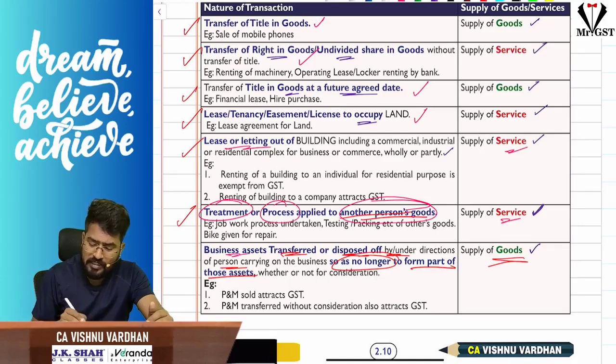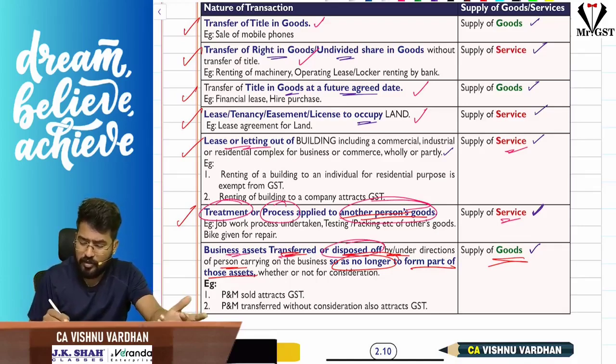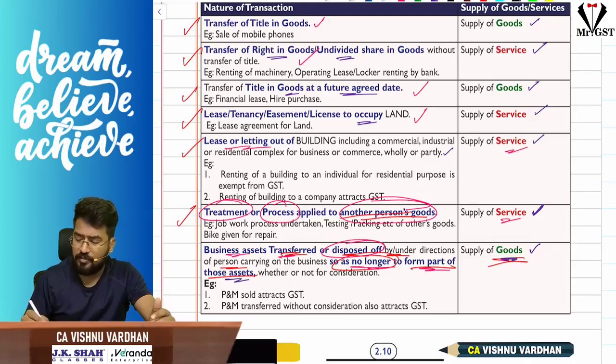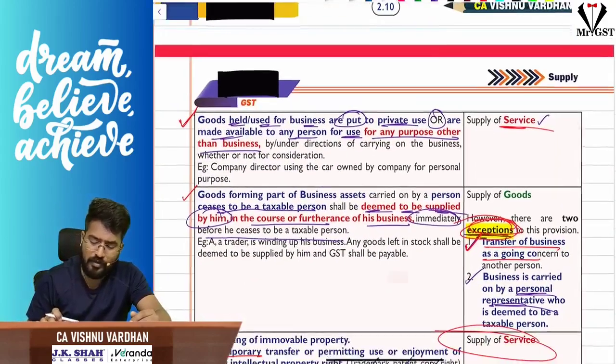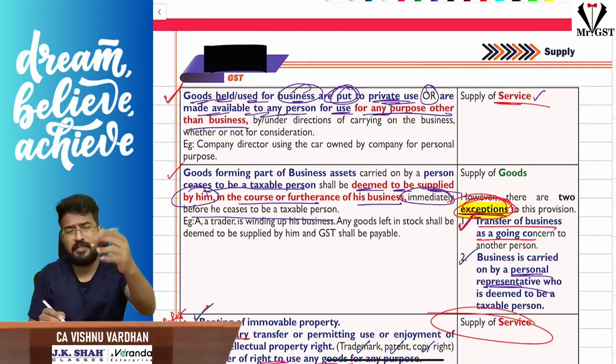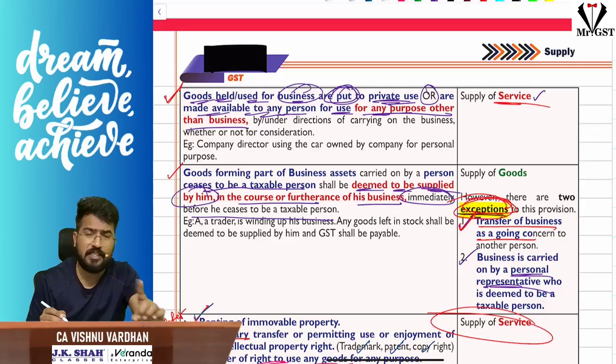Your business assets are being transferred or disposed of because they no longer form part of your assets, supply of goods, permanently or completely transferring or disposing the business assets. As I told, transfer of title, supply of goods. Goods which are your business assets are put to private use or allowing somebody to use for any purpose other than business, that means personal purpose. That means you're allowing somebody to use it. You are not selling, you are just allowing somebody to use. Supply of service.